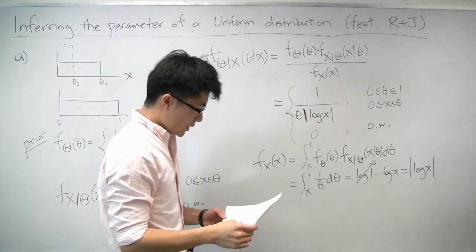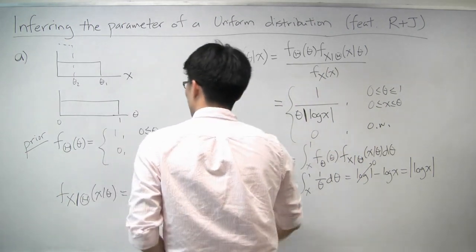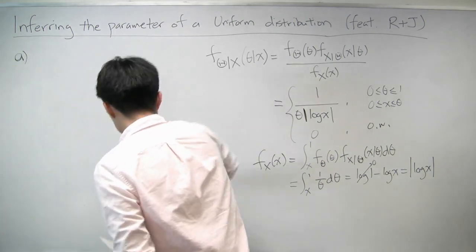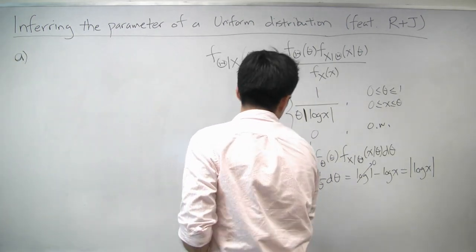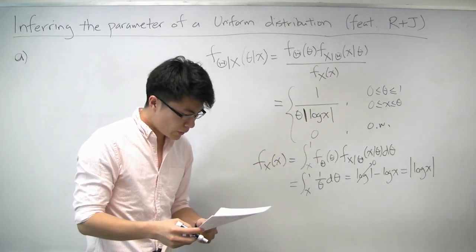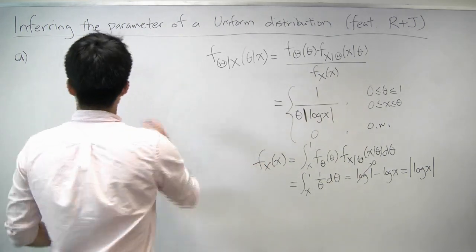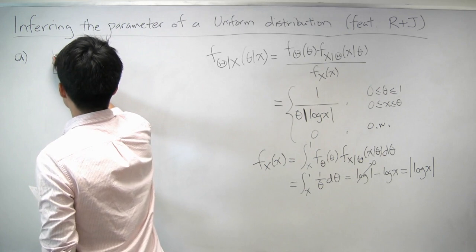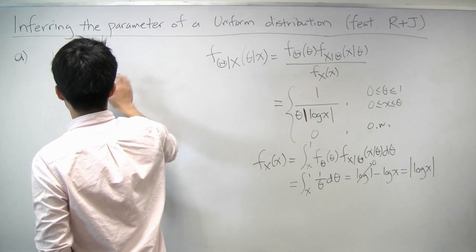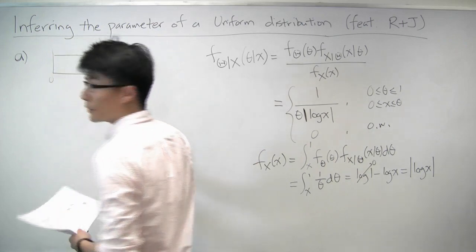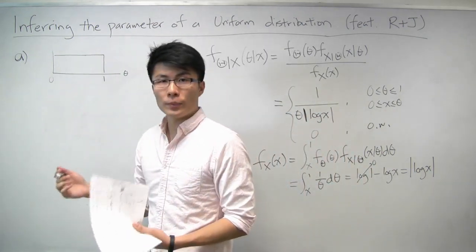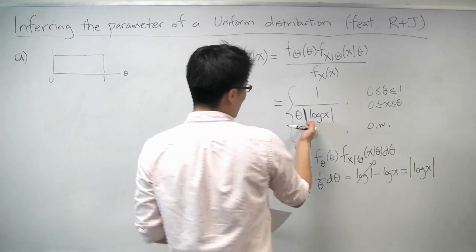Okay, so what does this actually mean? Let's try to interpret what this answer is. So what we have is the posterior distribution. And now, what have we done? Well, we started out with the prior, which was that theta is uniform between 0 and 1. This is our prior belief. Now we observe some data, and this allows us to update our belief. And this is the update that we get.